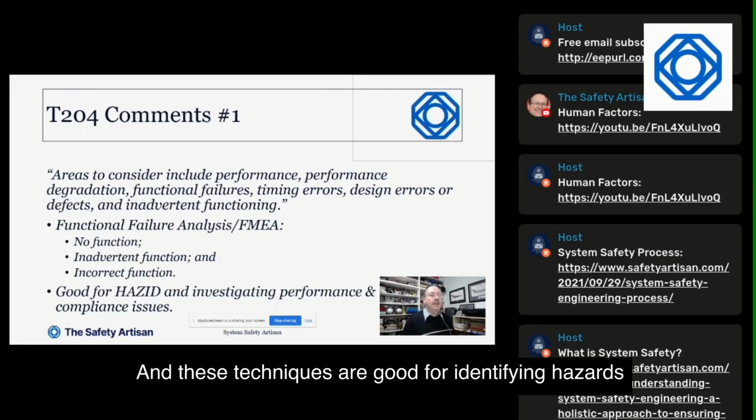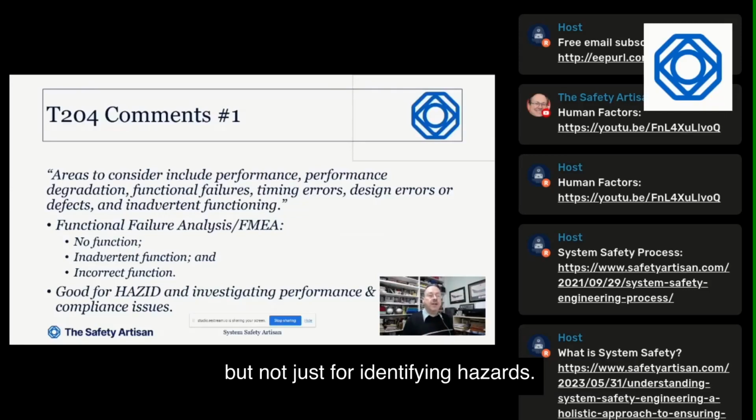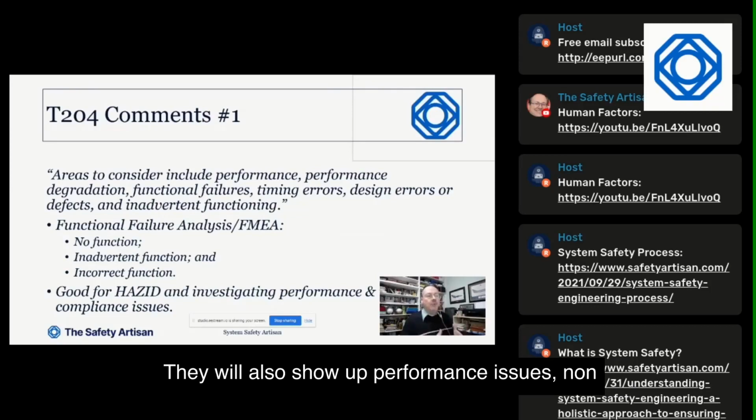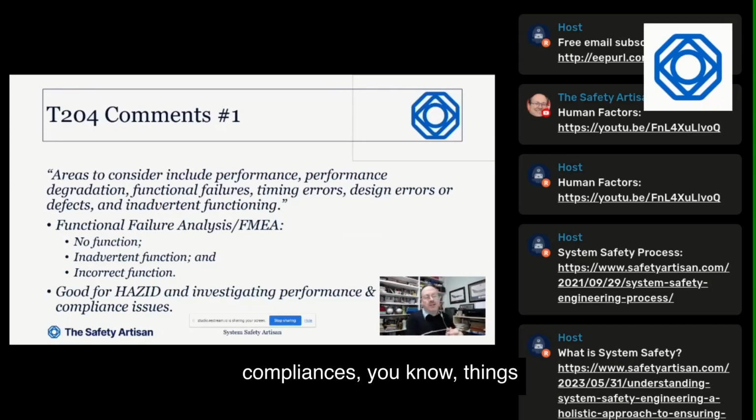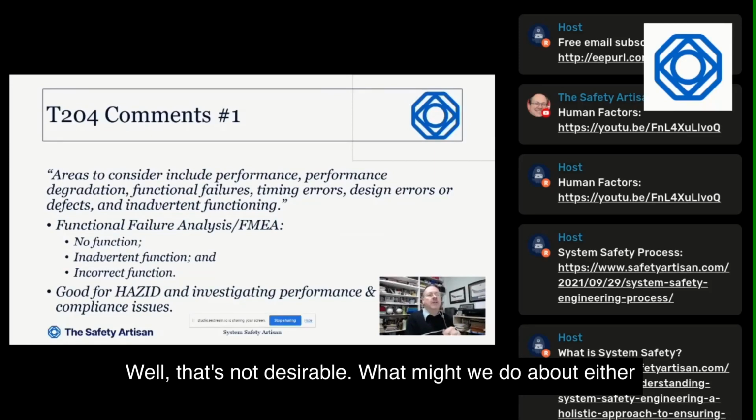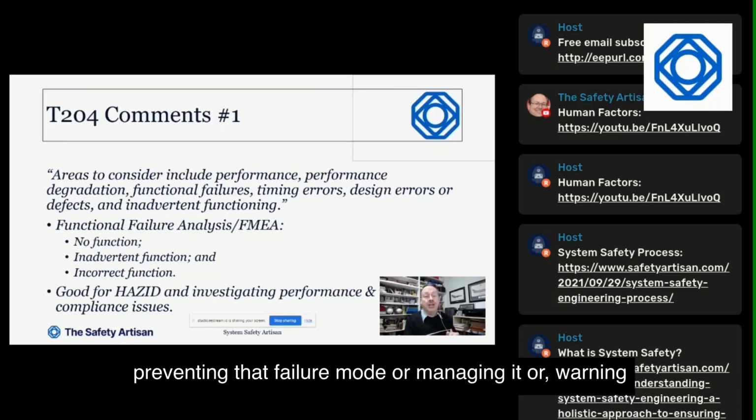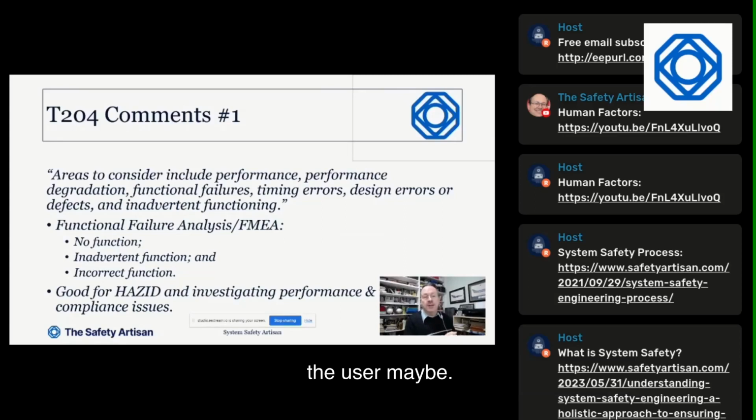But that's the kind of thing that we might be doing to look at the performance of a subsystem. And these techniques are good for identifying hazards, but not just for identifying hazards. They will also show up performance issues, non-compliances, things that could go wrong. You think, okay, well, that's not desirable. What might we do about either preventing that failure mode or managing it or warning the user, maybe, whatever it might be. So that's of interest there.